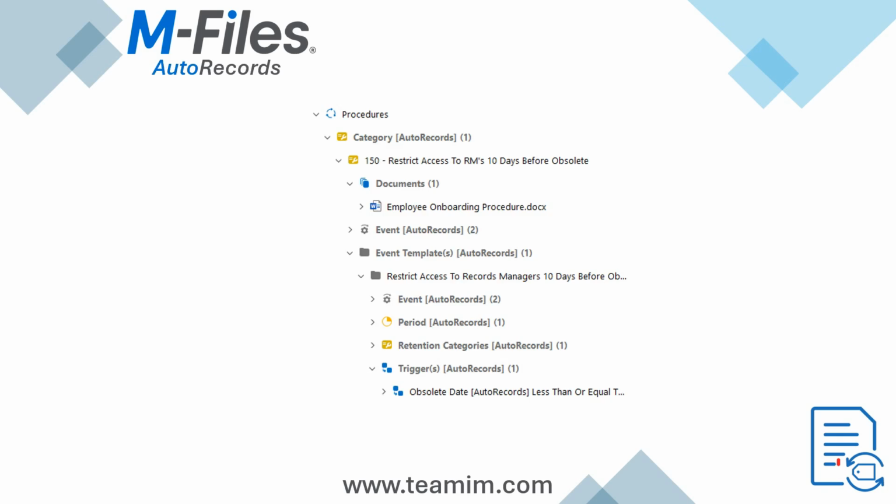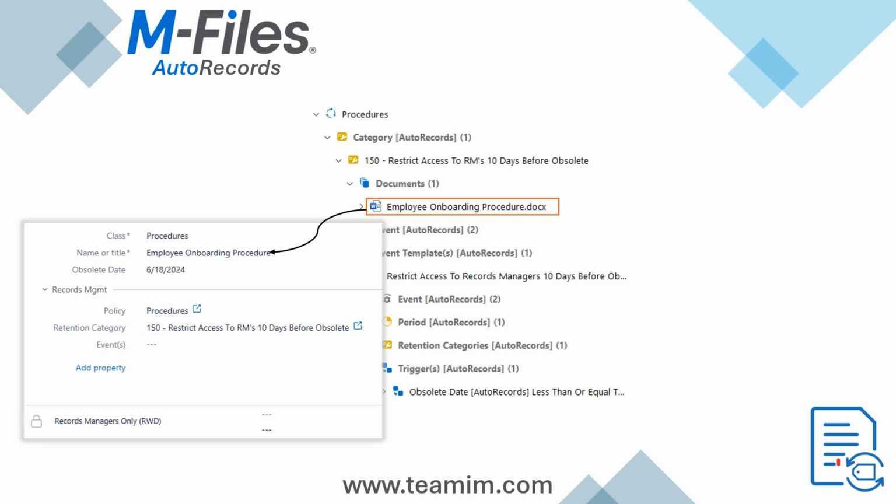Once AutoRecords runs, we can see how this all gets linked together. M-Files will automatically create all the associations between the policy, the retention category, the event templates, which use our custom date trigger, and ultimately the associated documents. When we look at the document, we can see the records management properties, including the associated events property, which is empty. The event that was scheduled to restrict access has been executed based on the obsolete date.